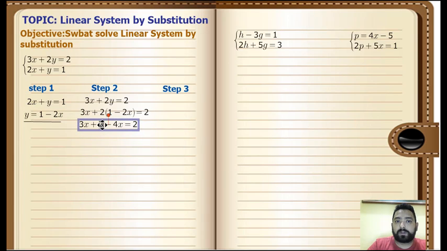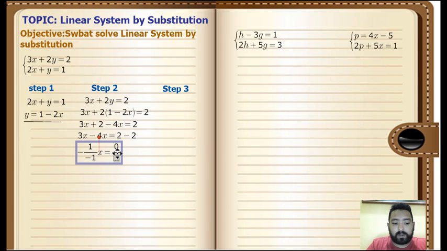And then we are going to organize or arrange variables and constants. So we are going to have 3x, this is negative 4, so we write negative 4x here, equals 2, and this 2 we are going to pass to the other side subtracting. So it's going to be 2 minus 2. Finally, we have 3 minus 4x, which is negative 1x, equals 0, because 2 minus 2 gives us 0. Then you divide both sides by negative 1.